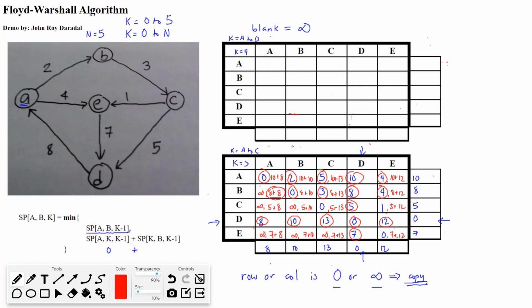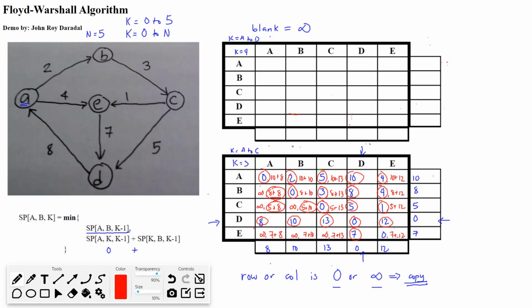Next row, infinity versus 8 plus 5, which is 13. So, of course, 13 is smaller. Same with this one, infinity versus 15. So, 15 is smaller. And then 0 versus 18, still 0. 1 versus 17, so still 1.